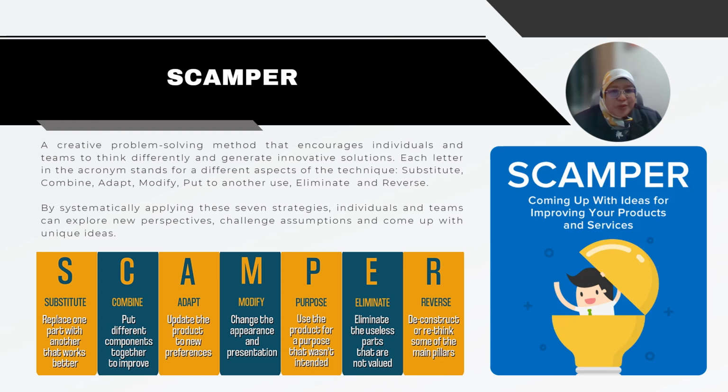And the second last will be the eliminate, where we can identify and remove unnecessary features or components to simplify the product and reduce costs. So the last one will be the reverse, where we challenge conventional thinking by considering the opposite or reverse of a traditional solution. So that is all the components that we can apply in the SCAMPER method.